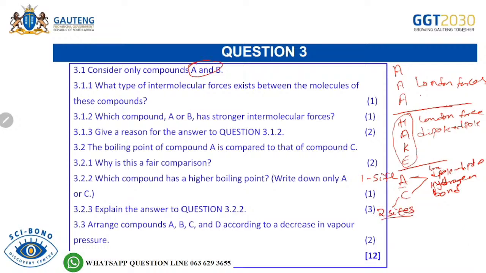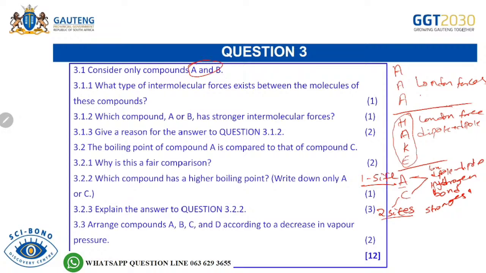So the difference: alcohols have one site, so they can form 1 hydrogen bond, whereas the carboxylic acid, because of the 2 oxygens that it has there, is able to form 2 hydrogen bonds. So hence the carboxylic acids are the strongest. If you have to compare the carboxylic acid and the alcohol, you will know that the carboxylic acid is the strongest.